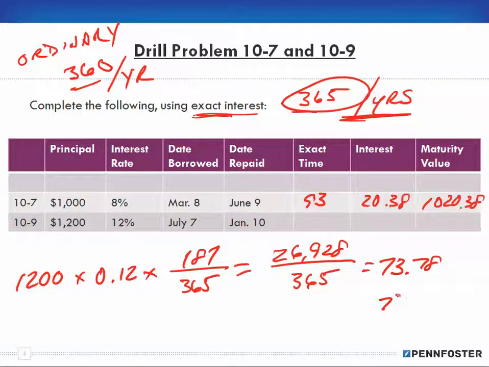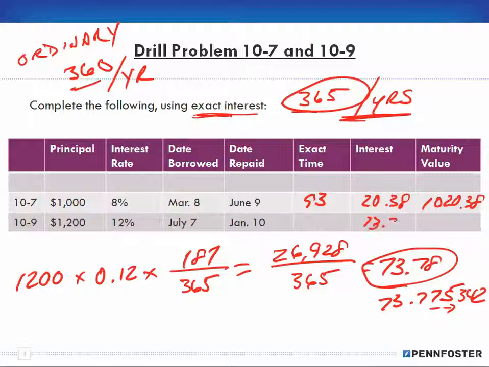Now I'm rounding to the nearest cent. It was actually 73.775342 in my calculator. But since I'm only dealing with dollars and cents, I'm rounding to the next cent. So if I'm here at a penny, I look right. 5 and above means I round up, and that's why I rounded to $73.78. The number of days here is 187.